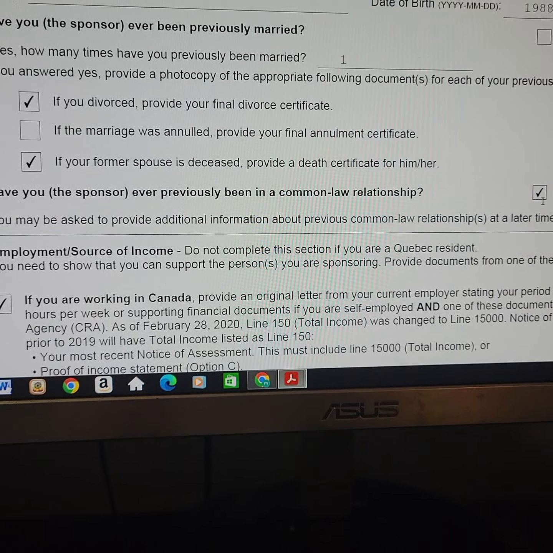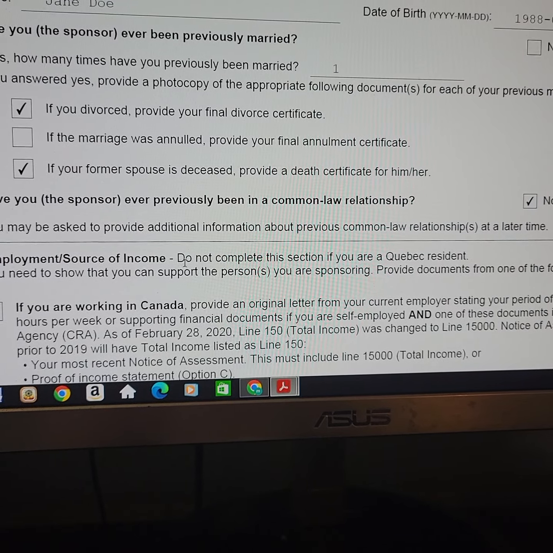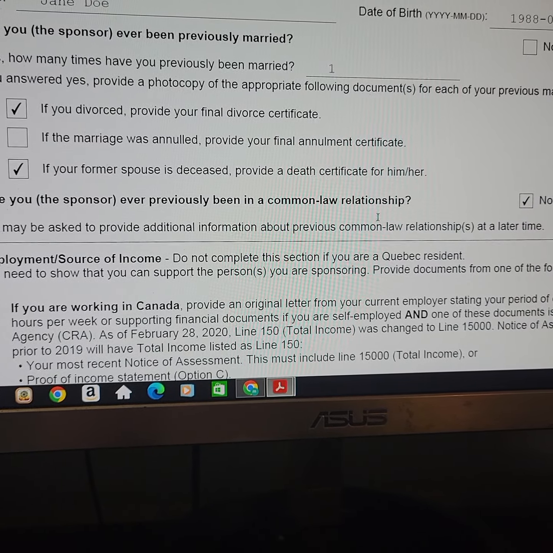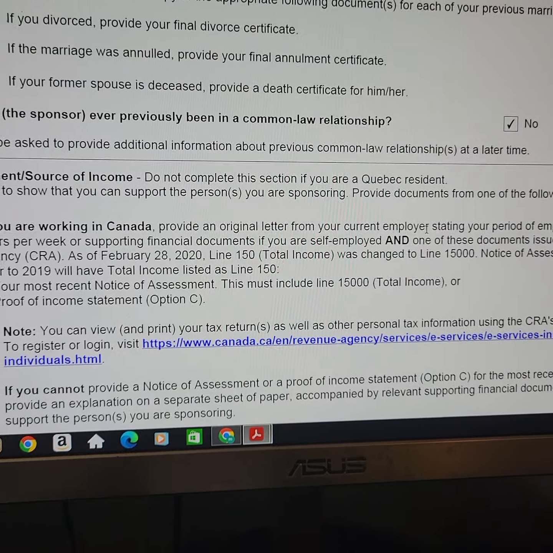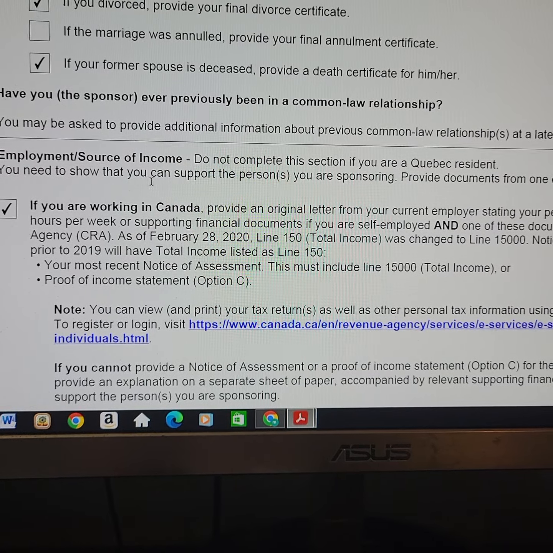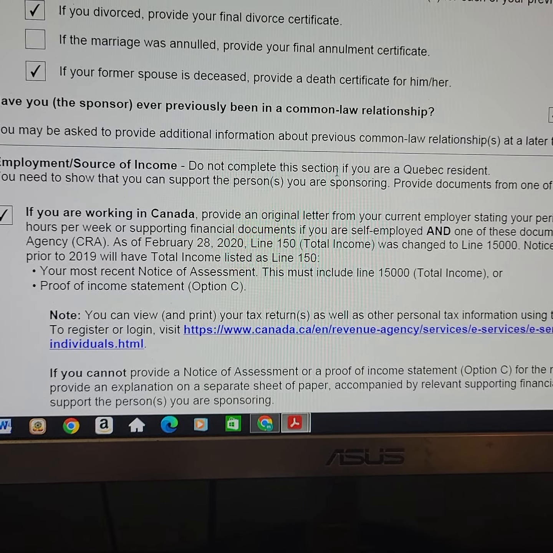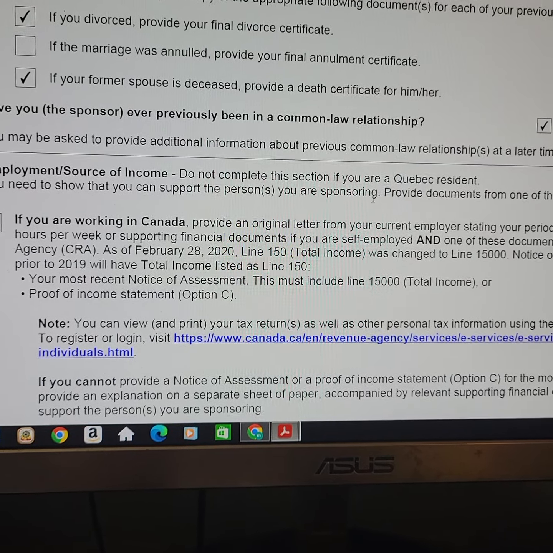Whatever the answer is in your situation, you check it off. I wasn't. Okay, so you have to provide additional information maybe later on if in your case you were in a common law relationship. Number 5, employment source of income. Do not complete this action if you're a Quebec resident. So again, always pay attention.